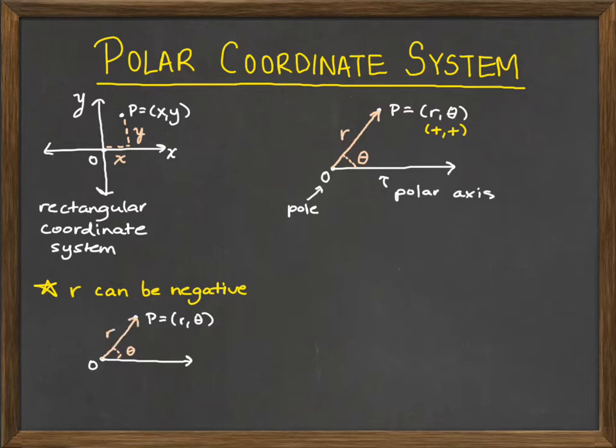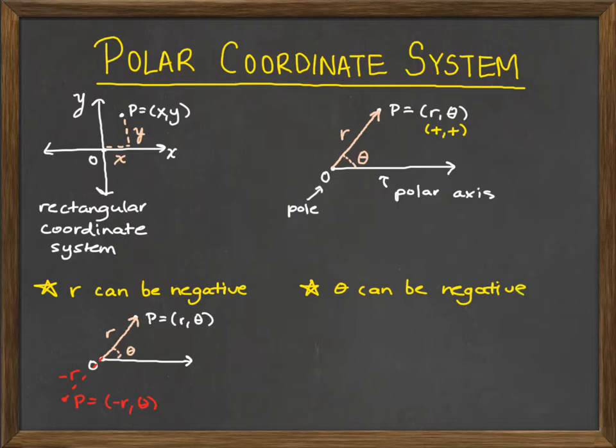Well, if r was negative, what would we do? We would actually go the opposite direction. So we would extend the terminal side of this angle theta and go the opposite direction with the same distance r. And so this would constitute negative r, and so we would call this point here P equals (negative r, theta). Now, the angle theta can also be negative. So theta can be negative.